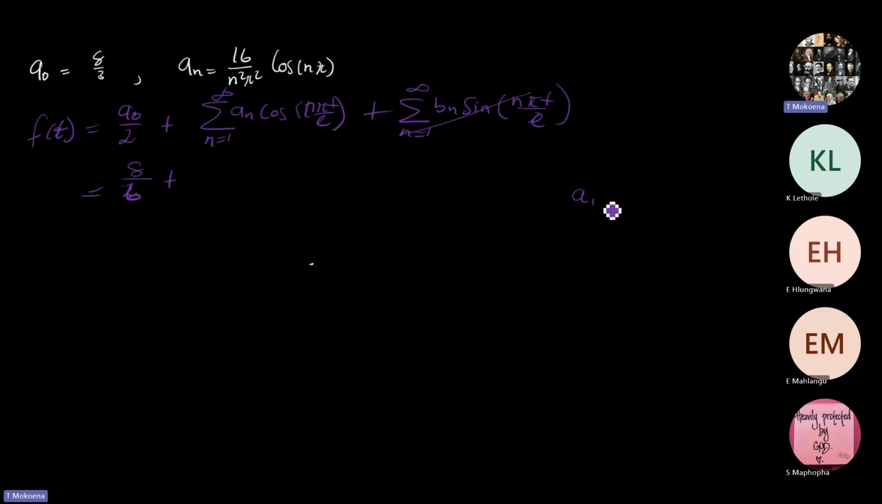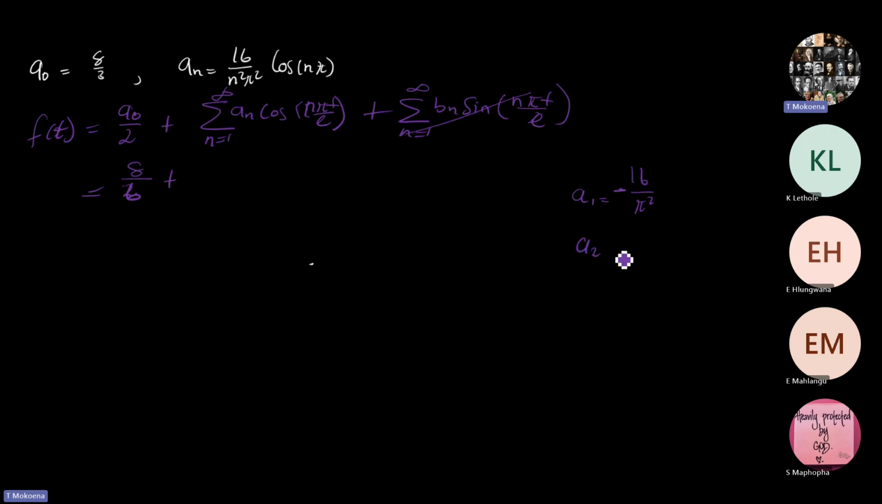Let's determine a sub n, a sub 1. We substitute 1 there, 1 there, and 1 there. So we're going to have 16 over 1 to the power of 2, which is 1, so I have pi squared. And therefore, what is cos pi? Cos pi, I think, is positive 1. Right? See, cos pi is negative 1. So yes, it's negative 1, thank you. Because we substitute 1 there, cos pi gives us negative 1. So A1 is going to be negative 16 over pi squared.